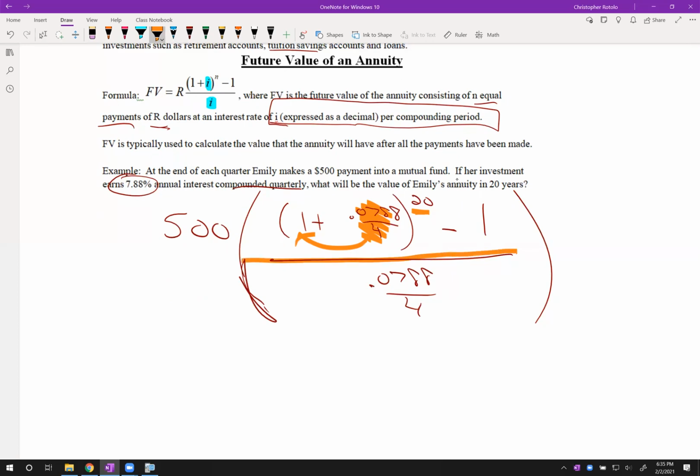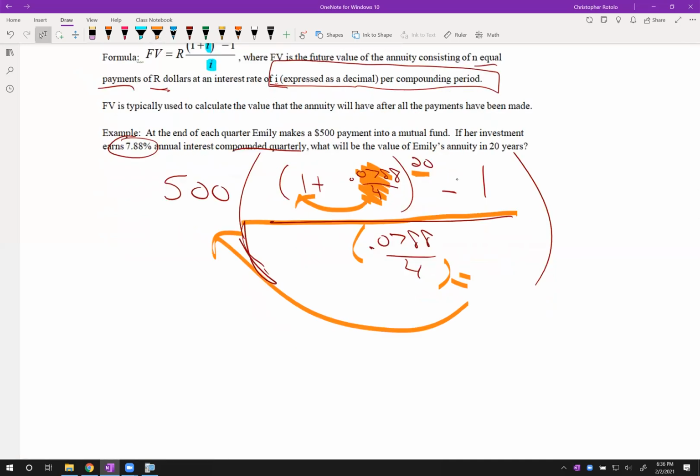then we're going to take and divide that. If you're going to do this in one fell swoop, okay, use some parentheses, divide it by the 0.0788 divided by 4, and then once you do that, I would hit an equal sign after that one. It's going to be multiplied by 500, and what we'll find out is this is going to be $12,112.46 if we follow all of that.